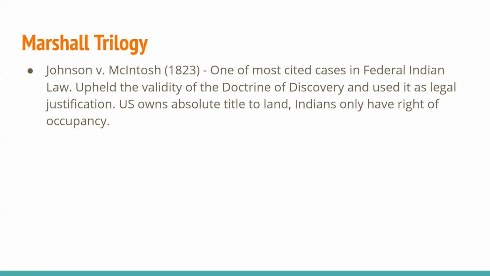So essentially it said that the United States owned the absolute or fee title to all of the land, and that the tribes only owned Indian title, or basically a title of occupancy, that they could live on the land, but they could not sell the land, that only the United States could sell the land.